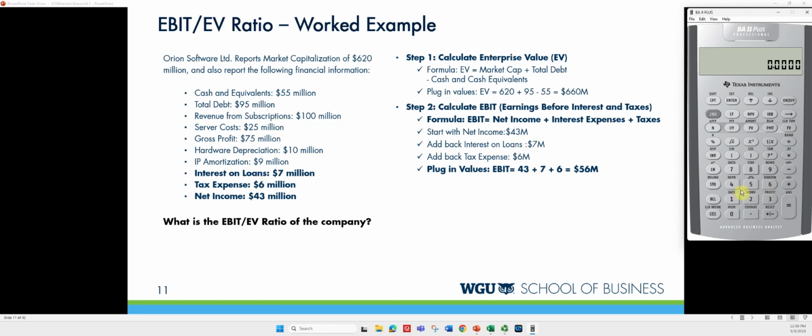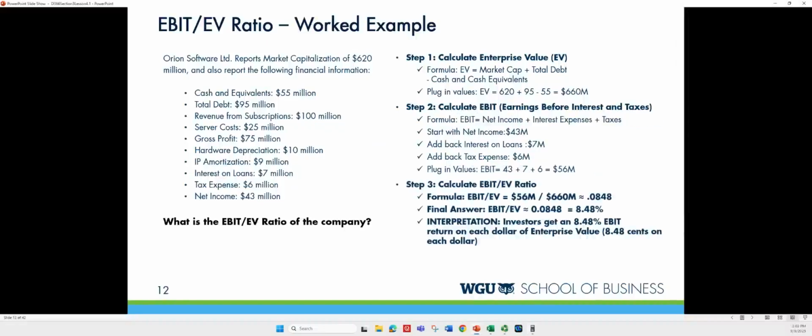So net income is $43 million. We're going to add back the interest on the loans, which is $7 million. And then we're going to add back our taxes, which is our $6 million. And we get a total of $56 million. So now that we have our two primary values, we can now calculate the ratio. And our formula is our EBIT divided by enterprise value.